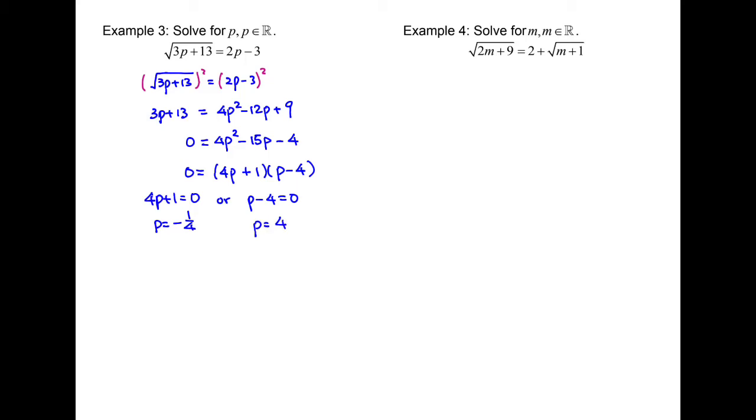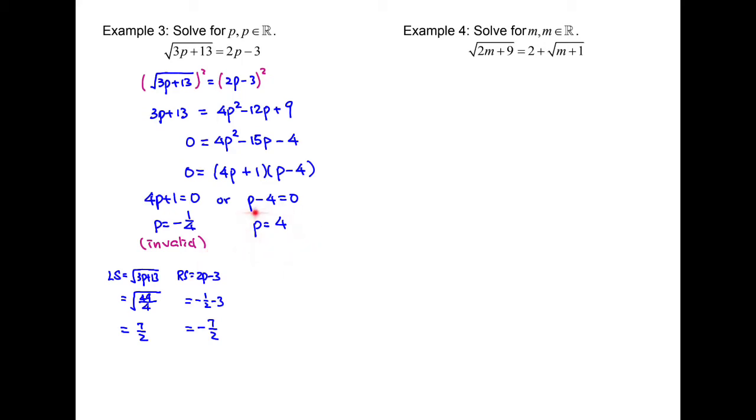Now we have to verify our solutions. So let's check the first one, p equals negative 1 over 4. The left-hand side equals the square root of 3p plus 13, which is square root of 49 over 4. That means square root of 49 over square root of 4, which is 7 over 2. On the right-hand side, we get 2p minus 3, which is negative half minus 3, which is negative 7 over 2. As you can see, the left-hand side and right-hand side are not the same. Therefore, this p-value is invalid.